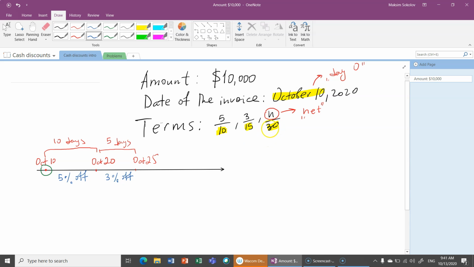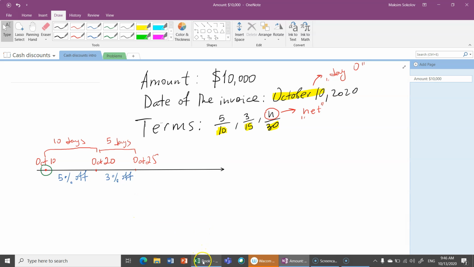Finally, we have net 30 here. So it's 30 days since the start of the invoice. October has 31 days. So since October 10, we have 21 days until the end of October. So 21 days in October plus 9 more days in November. It will be, of course, November 9.